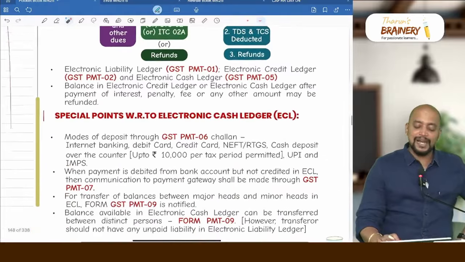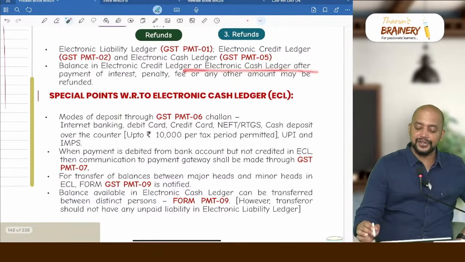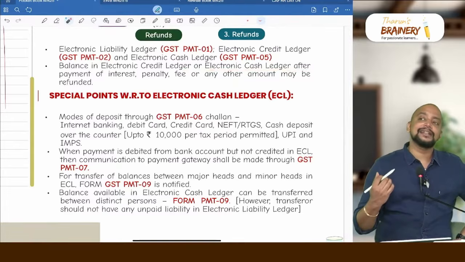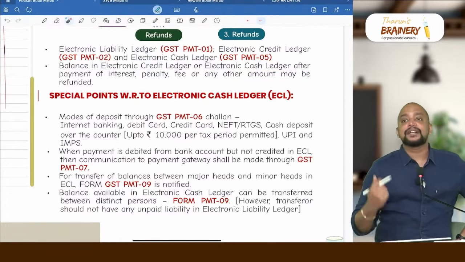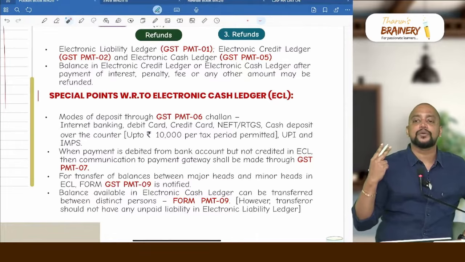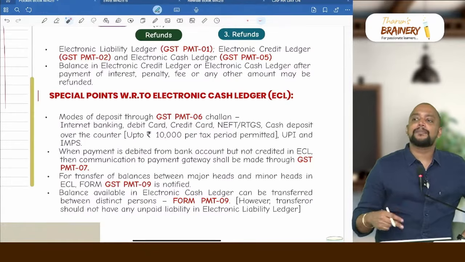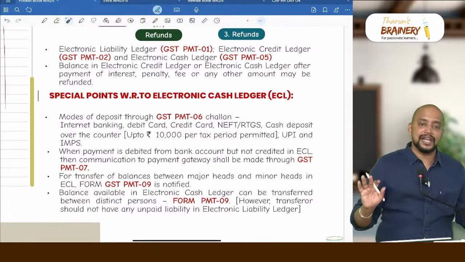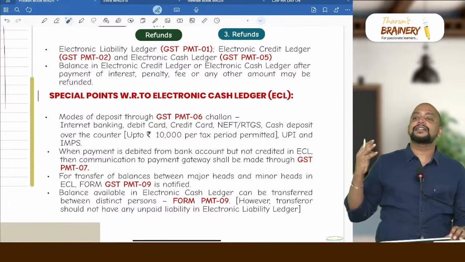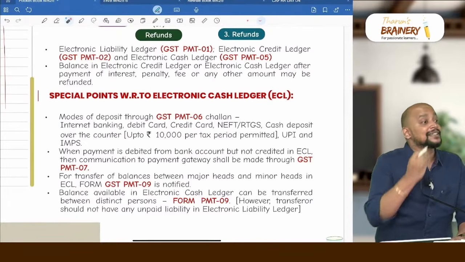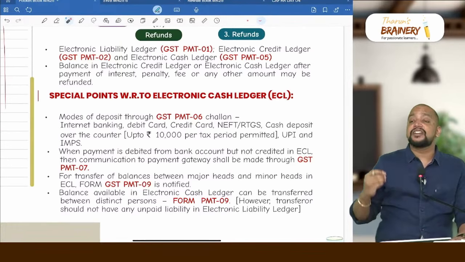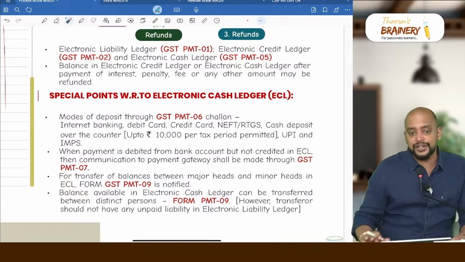And whatever balance is there in the credit ledger or cash ledger after payment of interest, penalty, etc., can the balance in the ledger be refunded? Yes. But the credit ledger balance we can get as a refund only in 2 places. What are they? Refund on account of zero rated supplies or inverted tax structure. But the balance in the cash ledger, anytime we can get as a refund. Moreover, for getting the refund of the balance in the cash ledger, the time limit is not applicable. Even the refund is not subject to unjust enrichment.